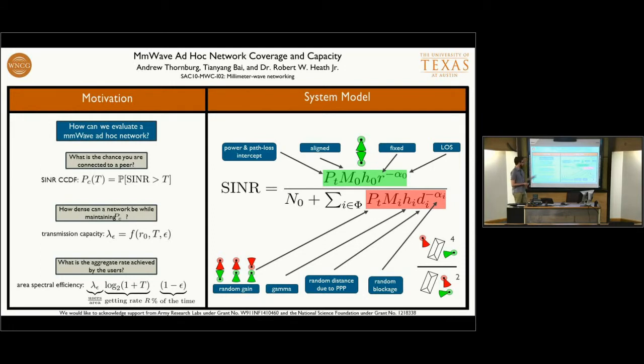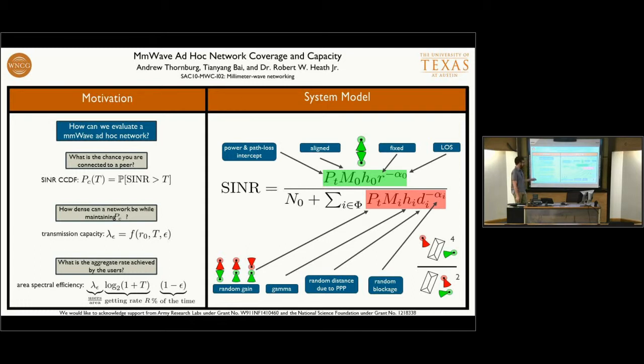And secondly, how dense can the network be while maintaining this connection probability, which is referred to in the literature as the transmission capacity. So as a function of the receiver distance, the SINR threshold, and the outage, which is just 1 minus PC of t, you can solve for the transmission density, which is lambda. And basically what this means is how dense can you pack these nodes.